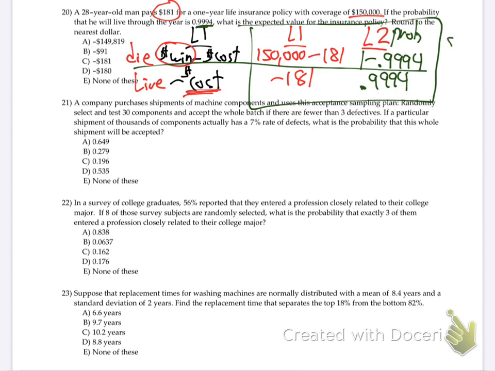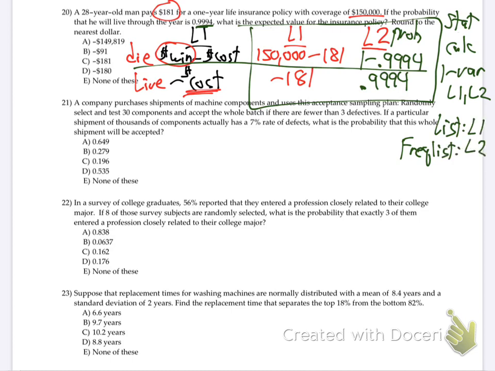And then when you're done, you know what to do, right? Hit Stat, like usual. We're going to hit Stat, Calc, and when it says 1 var, you're going to do L1, L2, or if you have the old style calculator like I do, or if you have the ones that say list and frequency list, then that's when you put L1 and L2 that way. Hit enter. Is it minus $91? Yes. There's our answer.